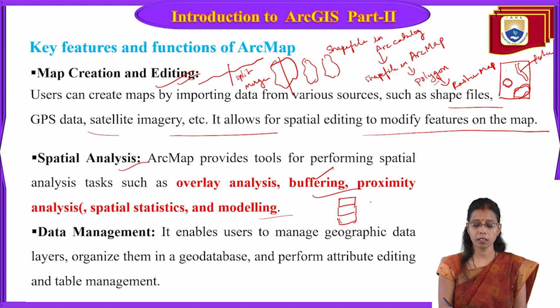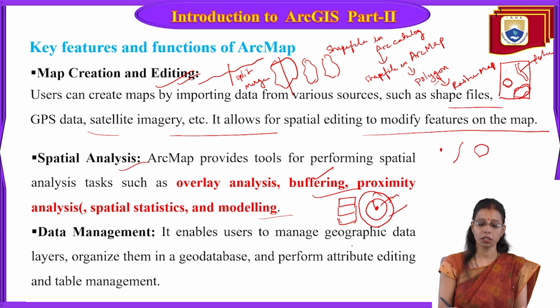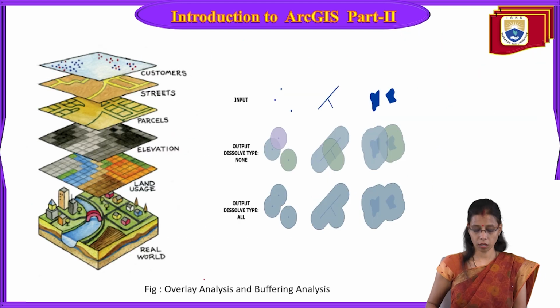And buffering is, suppose this is your shapefile. Around it we create a buffer of 5 kilometers, so it will create a buffer like this of 5 kilometers. If it is 10 kilometers, it will create a buffer like this of 10 kilometers. It can be done with the point, line, and polygon. So this is how it will look. So, overlay analysis and buffering.